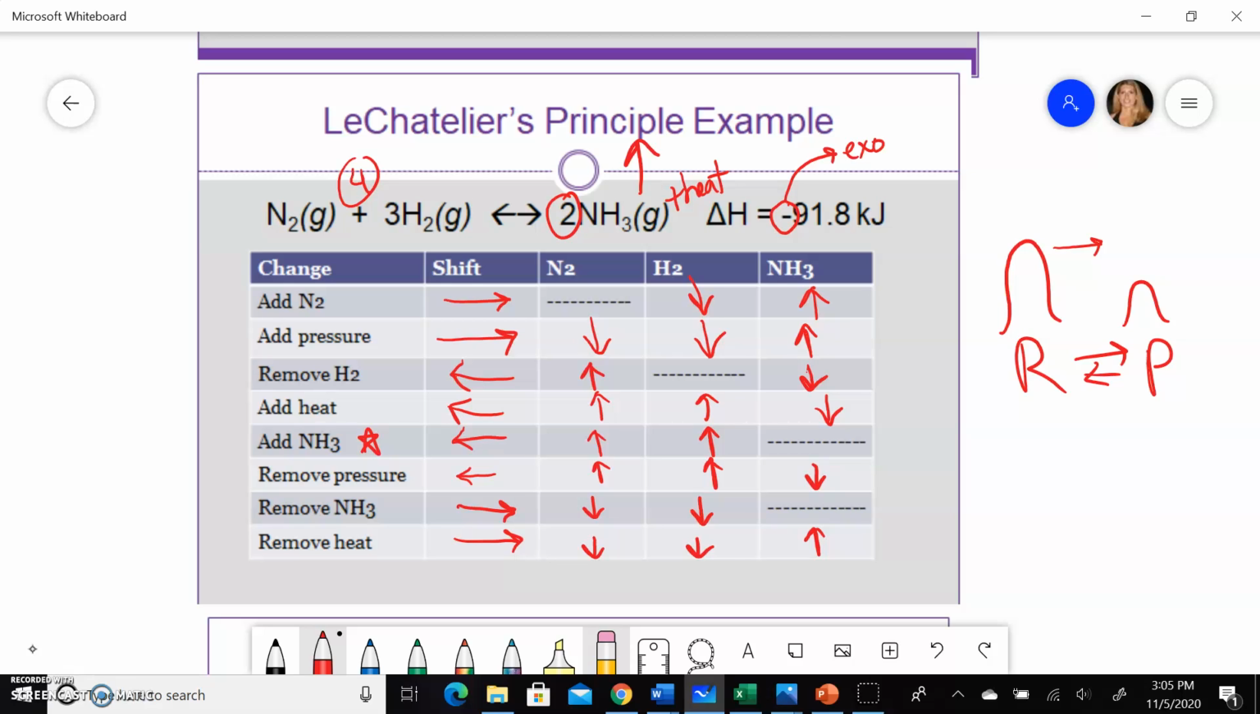And then removing heat. Remember, we put heat on the product side, so if we take heat away, that means the product side would be shorter than the reactant side, so you're going to shift it towards the product side.